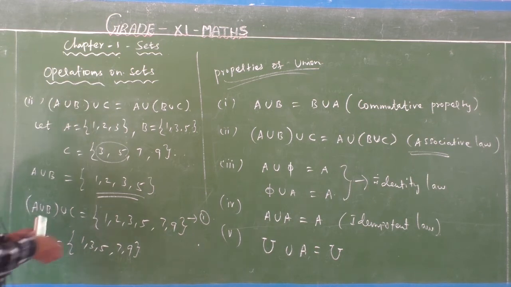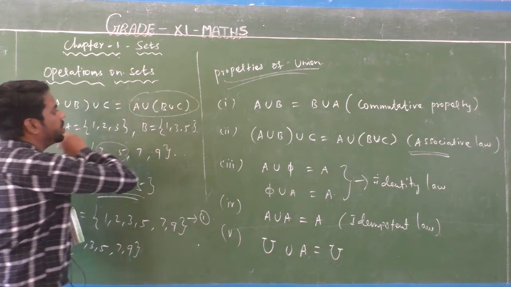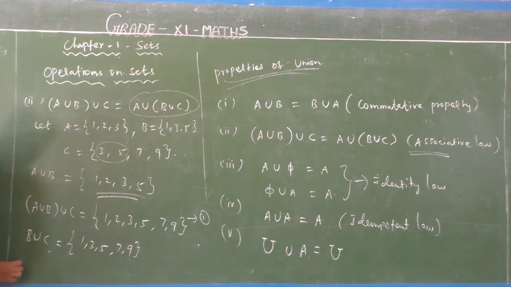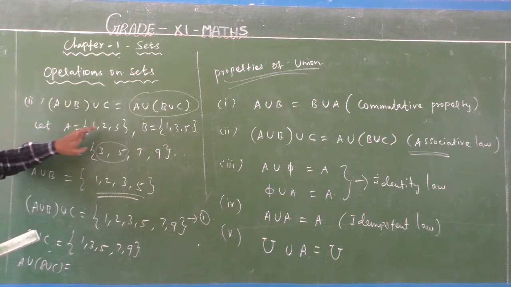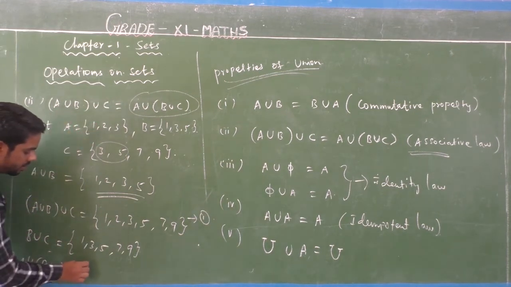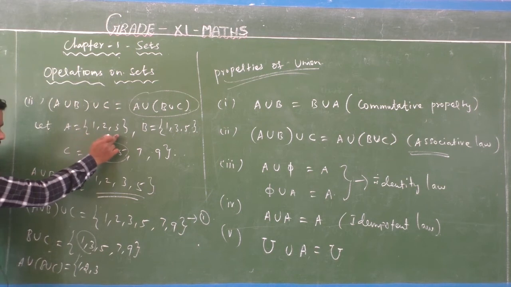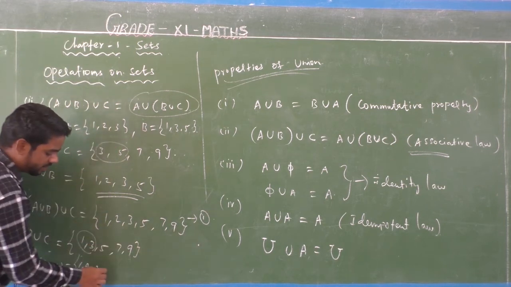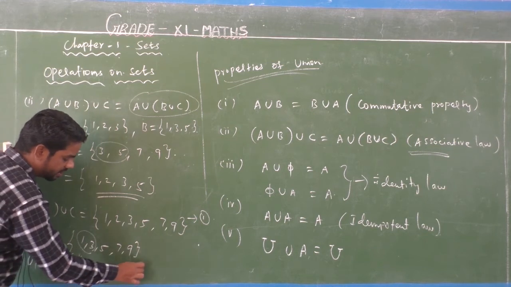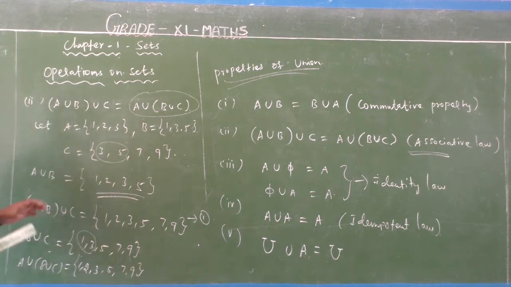Right. So right hand side, A union B union C. You know that A has 3 elements 1, 2, 3. Listen. Here 1 and 3 are common elements, B union C has 1 and 3. So 1 and 3 are common elements. Remaining elements 5, 7, 9.